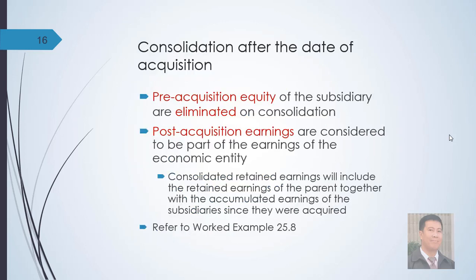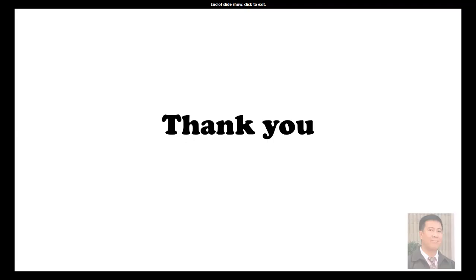In consolidation after the date of acquisition, pre-acquisition equity of the subsidiary is eliminated on consolidation. And take note of this: post-acquisition earnings are considered to be part of the earnings of the economic entity. Which means the post-acquisition earnings should not be totally eliminated, only the pre-acquisition ones. Consolidated retained earnings will include the retained earnings of the parent together with the accumulated earnings of the subsidiary since they were acquired. And that's it for my presentation. Thank you for watching.